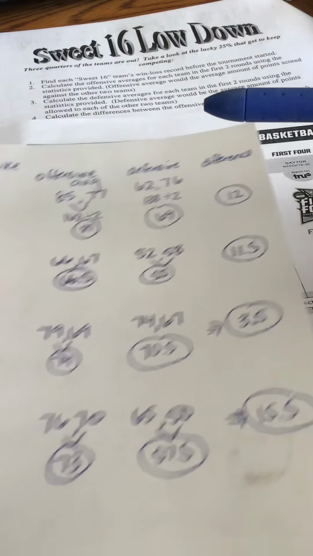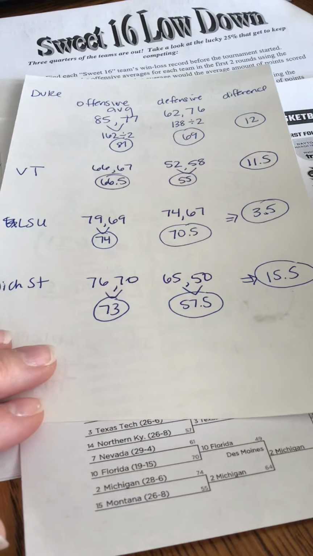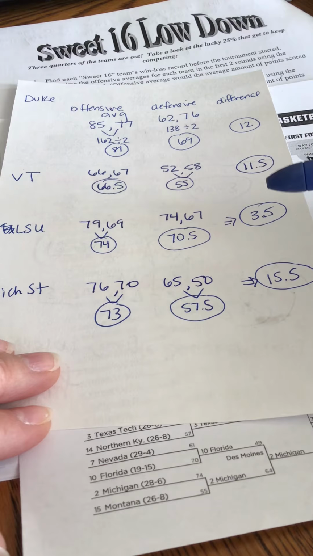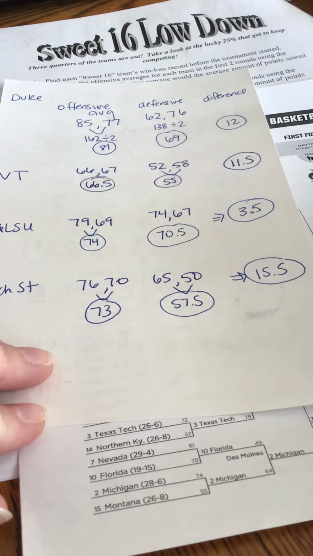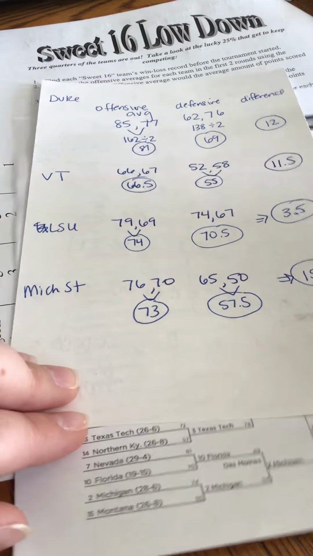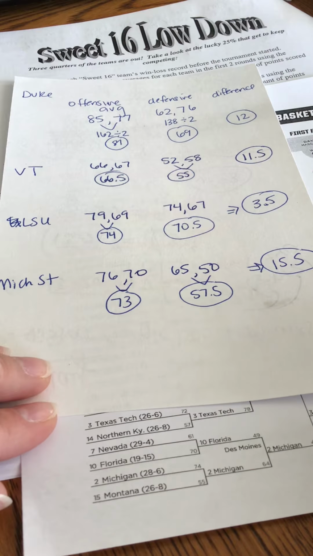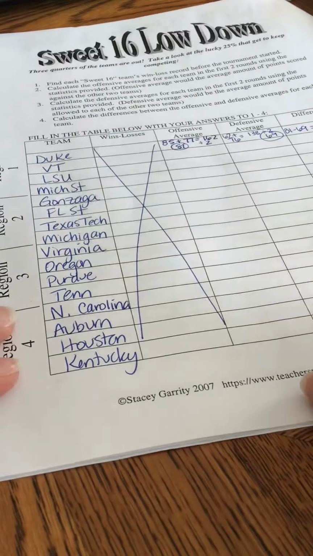So I actually went ahead and did the first 4 just to give you an idea of the numbers that you should be getting. If you look at this, Duke had a difference of 12, Virginia Tech was 11.5, now LSU, they only won overall by 3.5 points. That means all of their games were really close. And then Michigan State was 15.5, which means they won by a lot, which actually makes sense because Michigan State is the team that made it to the Final Four, even though if we were doing this on a current game situation, we wouldn't have known that information yet. So that's what you're going to do with the first half. I know that was a little bit confusing.